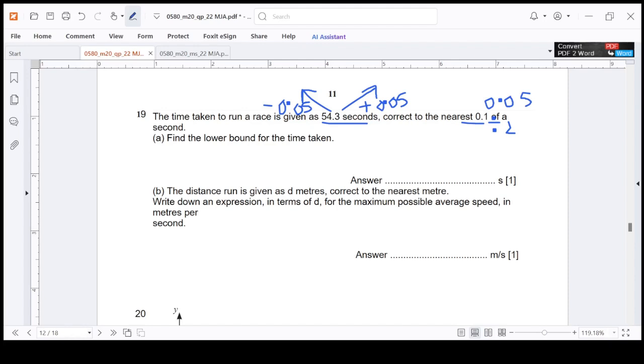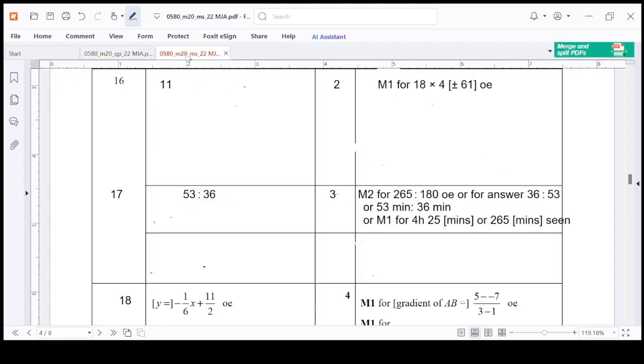What do we need in this question? We need the lower bound only. So we subtract 54.3 minus 0.05. So that's going to be 54.25, which is the time in lower bound.